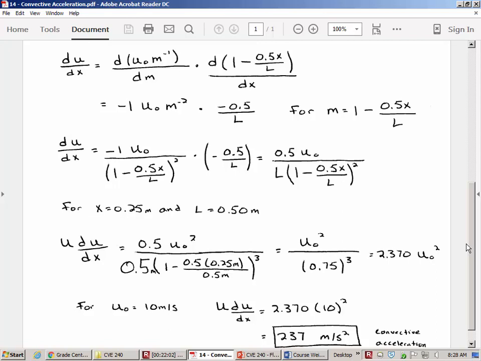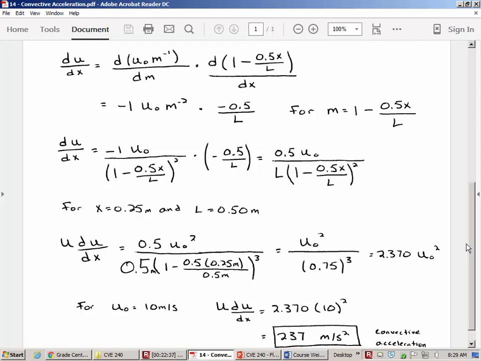Okay, so eventually where we end up is saying for the location we're interested in of 0.25 meters, that's in the middle of the nozzle, and its initial length of L, here's the overall definition of convective acceleration. It's the velocity at a certain location multiplied by du/dx. So combining those two together, for the initial velocity of 10 meters per second, then it's 237 meters per second squared.